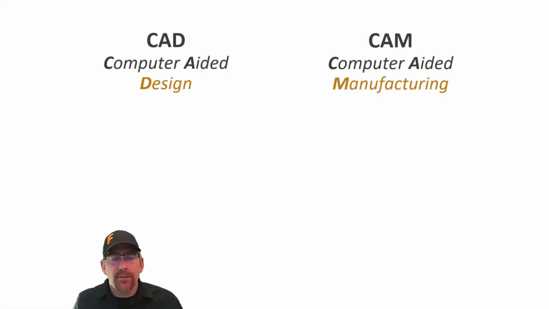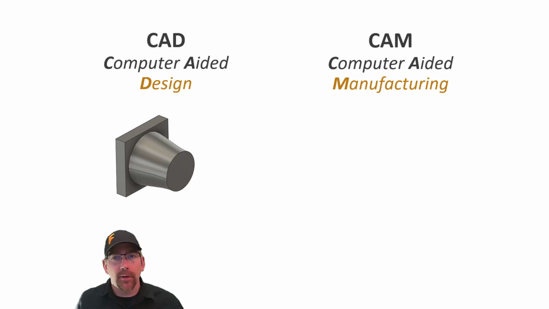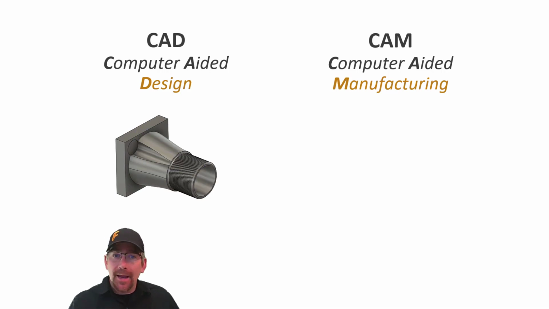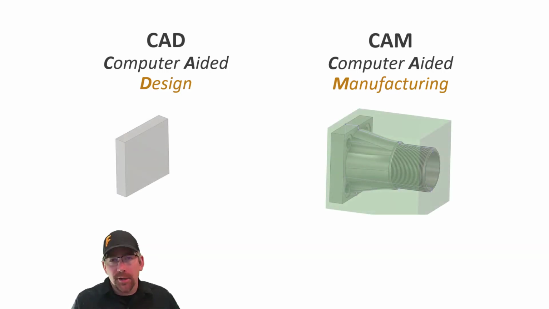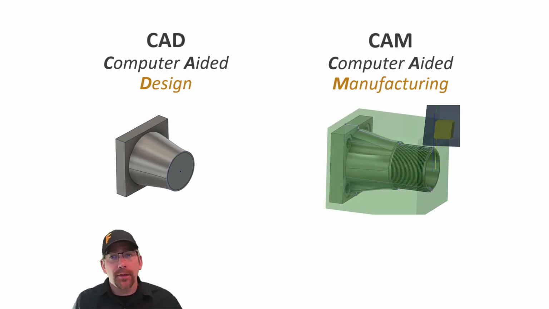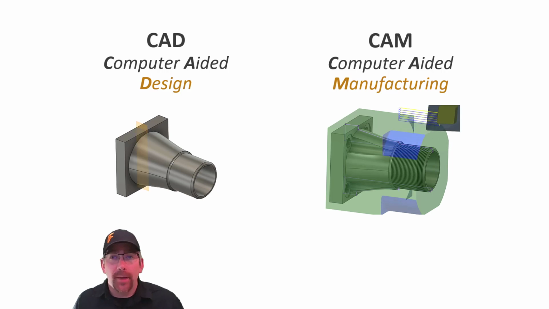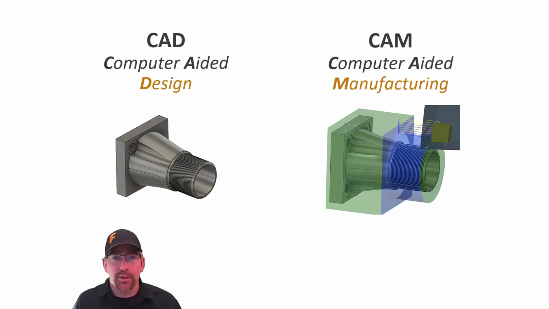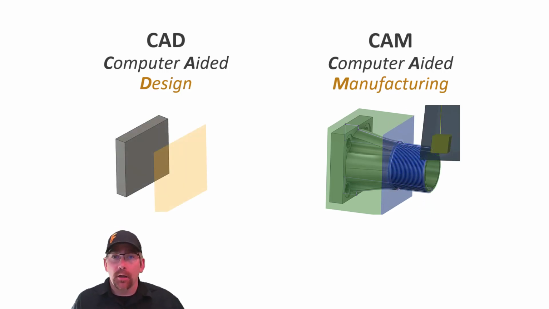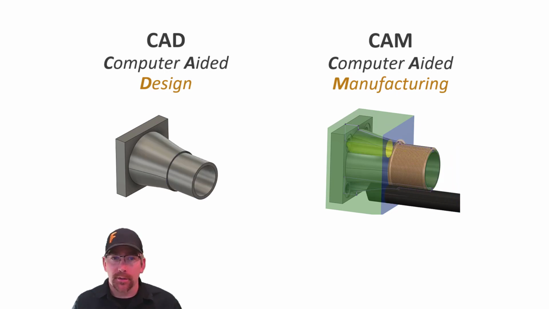So, what's the difference between CAD and CAM? CAD, or computer-aided design, is really the process of creating 3D geometry. CAM, or computer-aided manufacturing, is about authoring the instructions for digital manufacturing tools like CNC machines and 3D printers to follow as they manufacture your models.